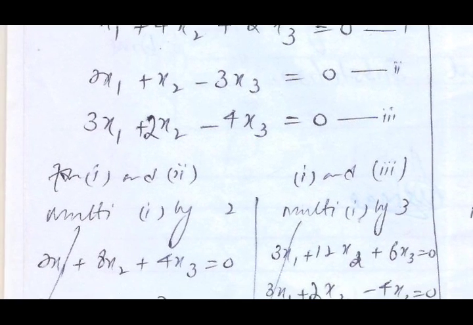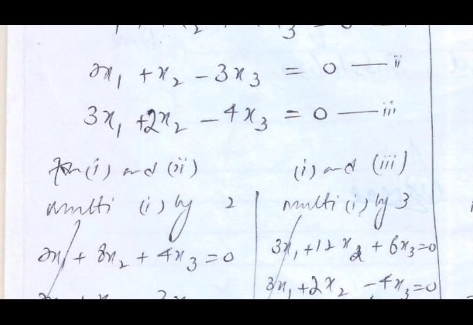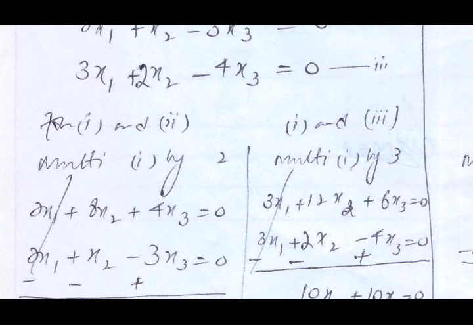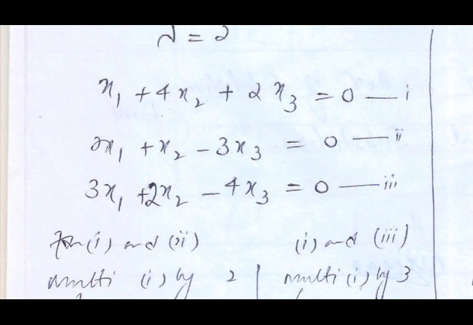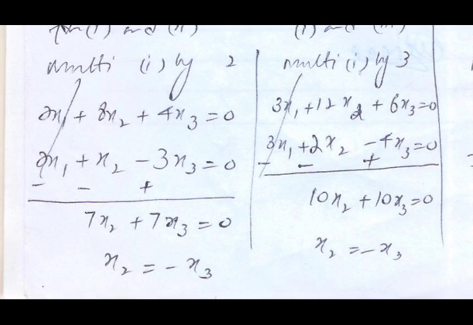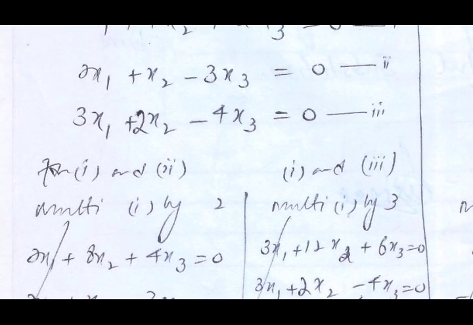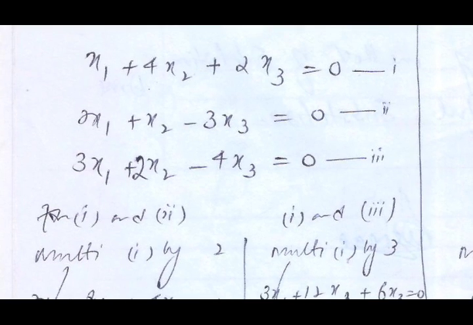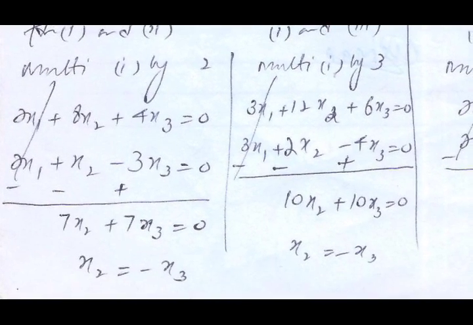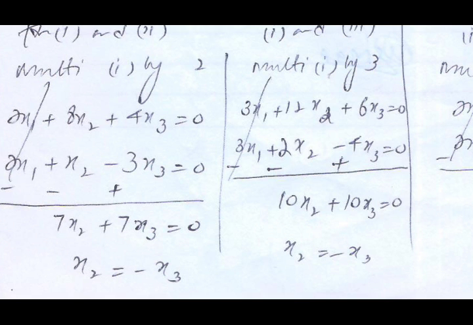And by the same method we solve equations 1 and 2 and then 1 and 3. In 1 and 2 we multiply the first by 2 and then subtract these values. We get x2 minus x3, and then we solve 1 and 3. We multiply 1 by 3 and then subtract, and x2 is equal to minus x3.